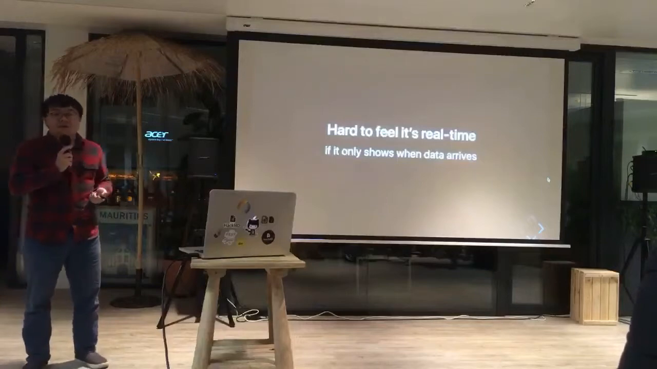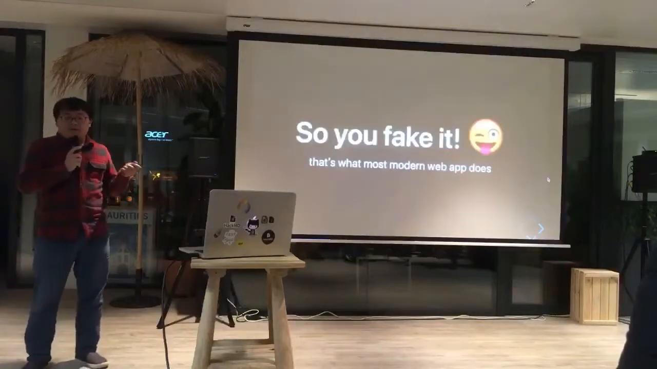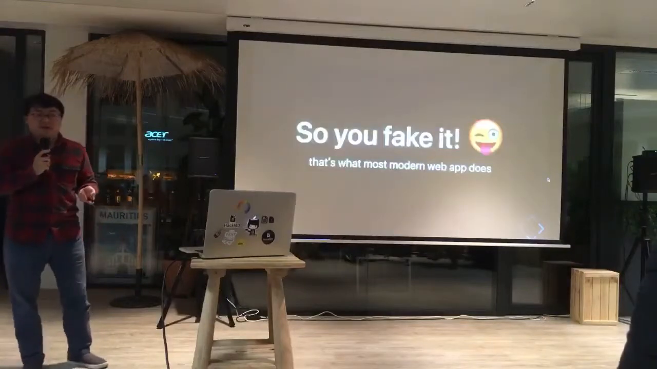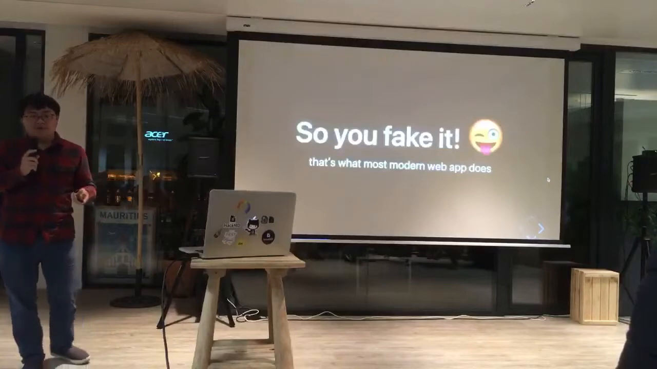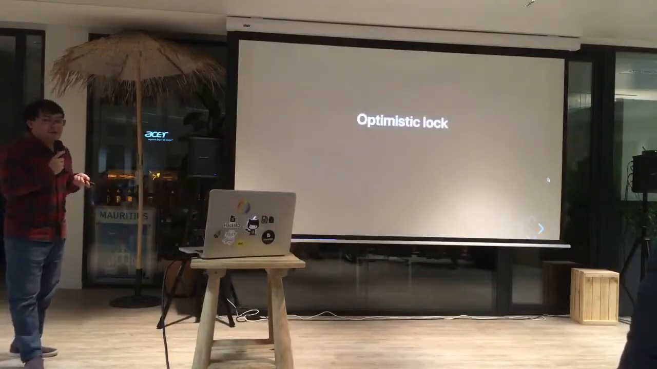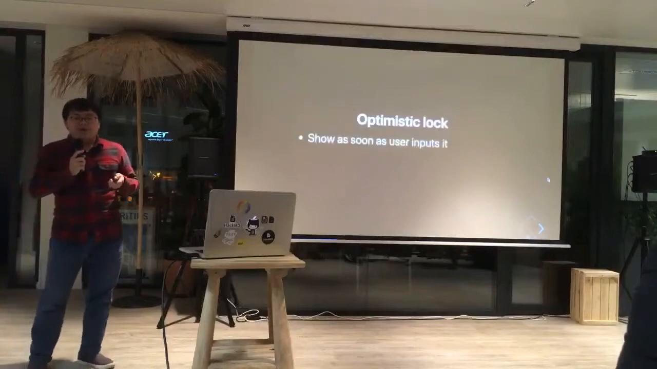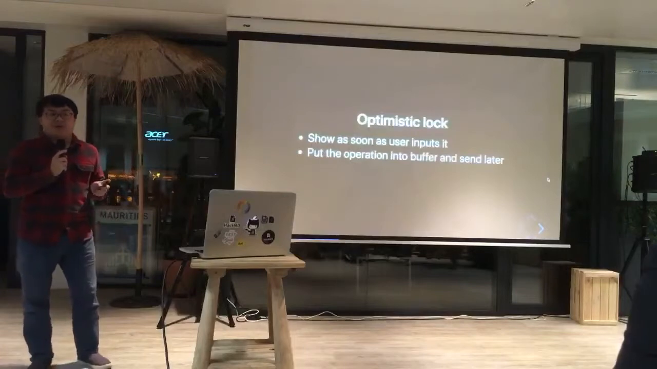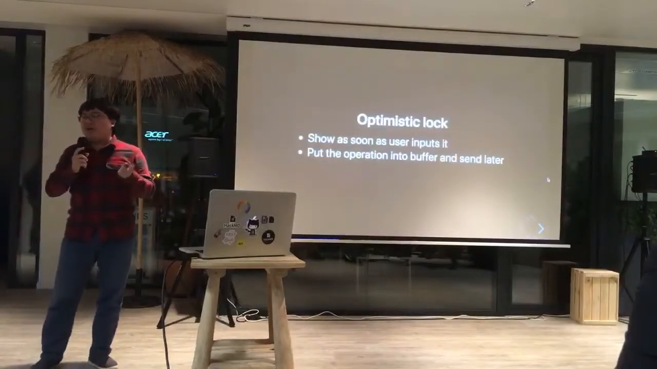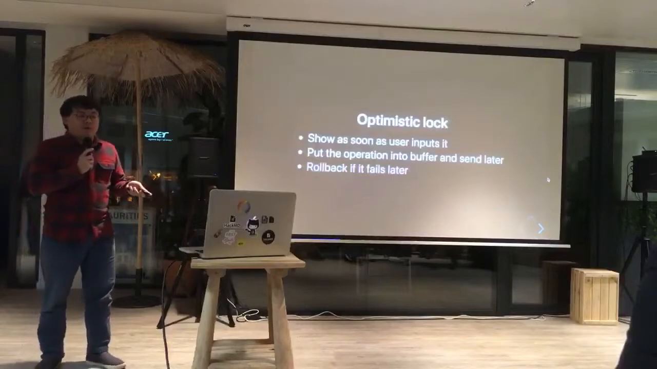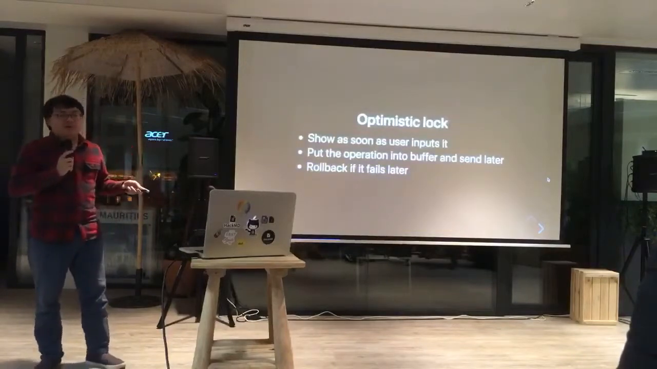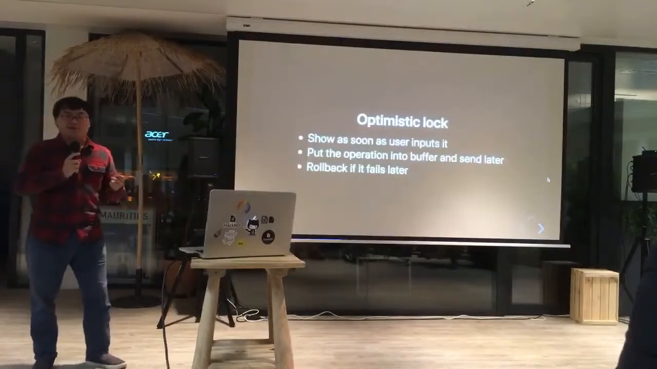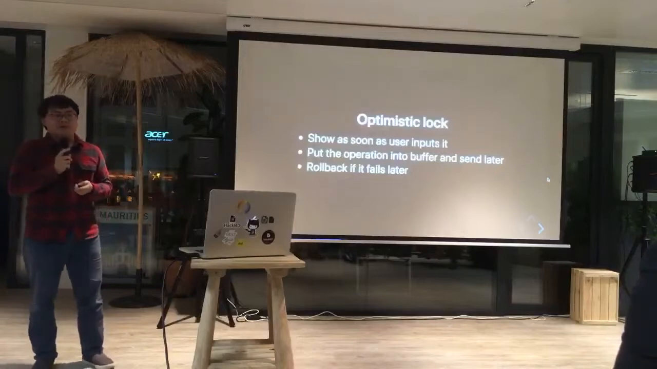But you can still feel the modern website is pretty quick, pretty real time. But how can they do it? So you fake it. That's what modern web apps do. This technique, we call it optimistic lock. So you show the result as soon as the user inputs it, and you put the actual operation into the buffer and send it to the server later, and you roll back if it fails. So you assume the result is correct, and if it fails, just roll back. So the user will think, oh, it's pretty fast.